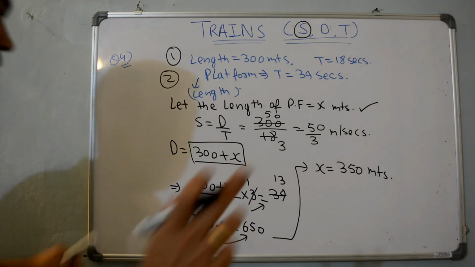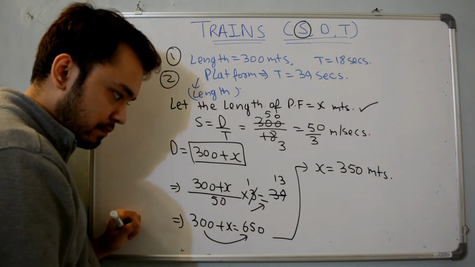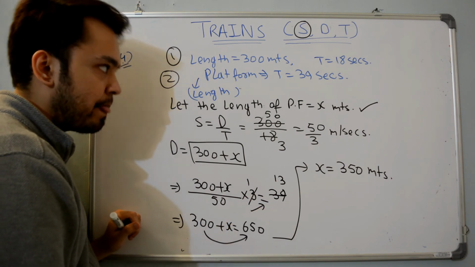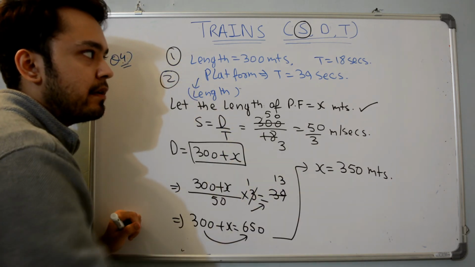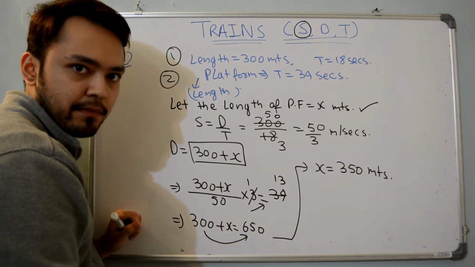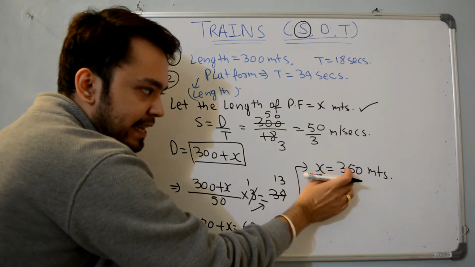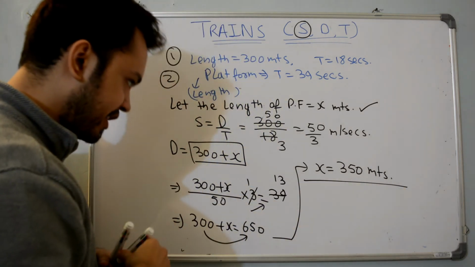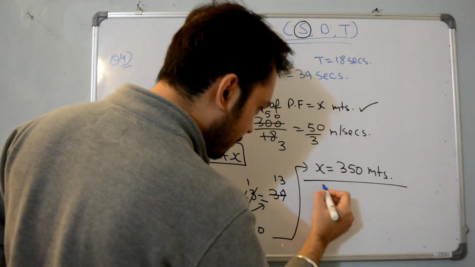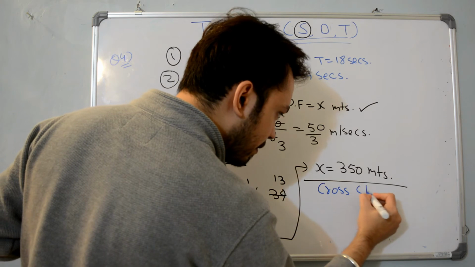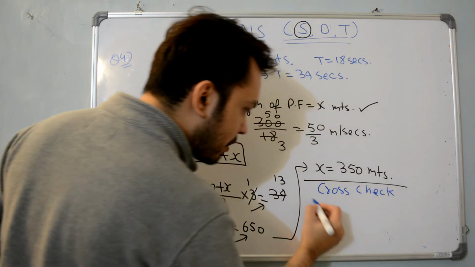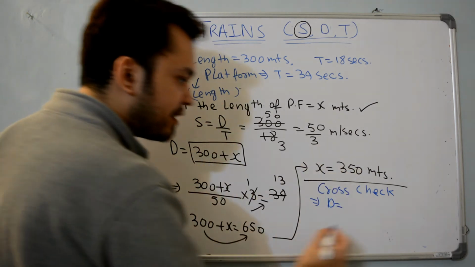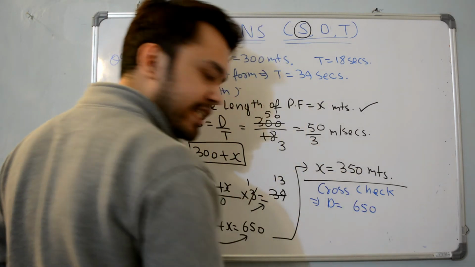Now from here on, what you can do is cross check your question. Okay, now for example, hide this time, right, and take the length of the platform to be 350 meters, right? I'm only cross checking here. My total distance comes out to be how much? 350 plus 300, that is 650.